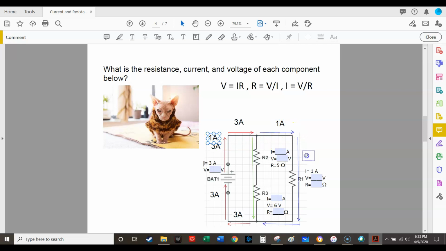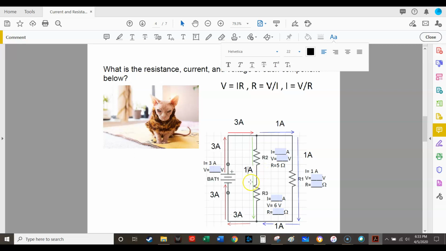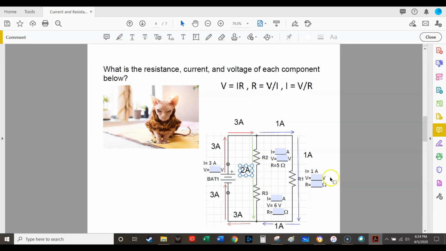And that means this is 1 amp, and that means down here is 1 amp. So 3 amps is coming into this junction, 1 amp is leaving. That means 2 amps has to be going to the bottom junction. Okay. So that means the green current is 2 amps. That means R2 is 2 amps. And R3 is getting 2 amps.